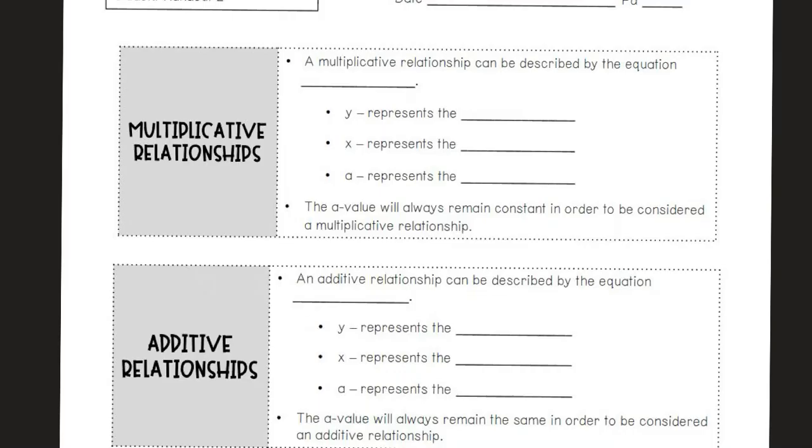A multiplicative relationship can be described by the equation y equals ax. Remember, when two things are squished up right next to each other like a and x, that means we're going to multiply. So when we multiply, we have a multiplicative relationship. Y represents our output, x represents our input, and a is our multiplier, which is what we are multiplying by.